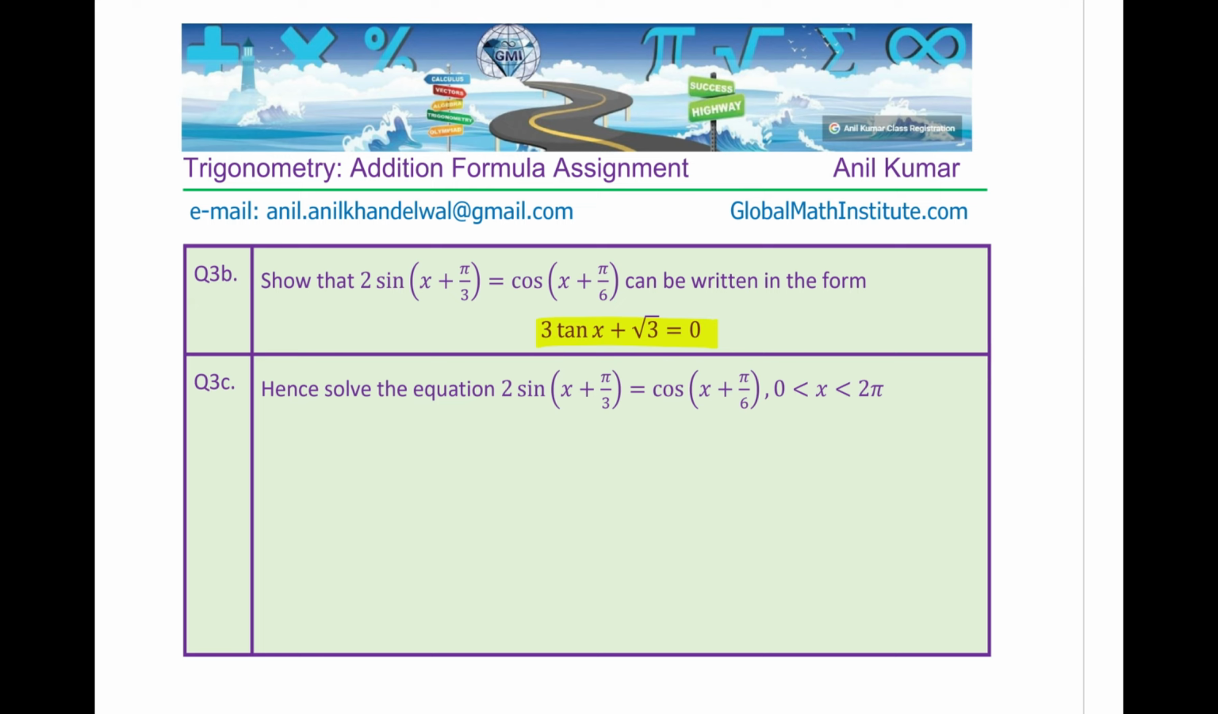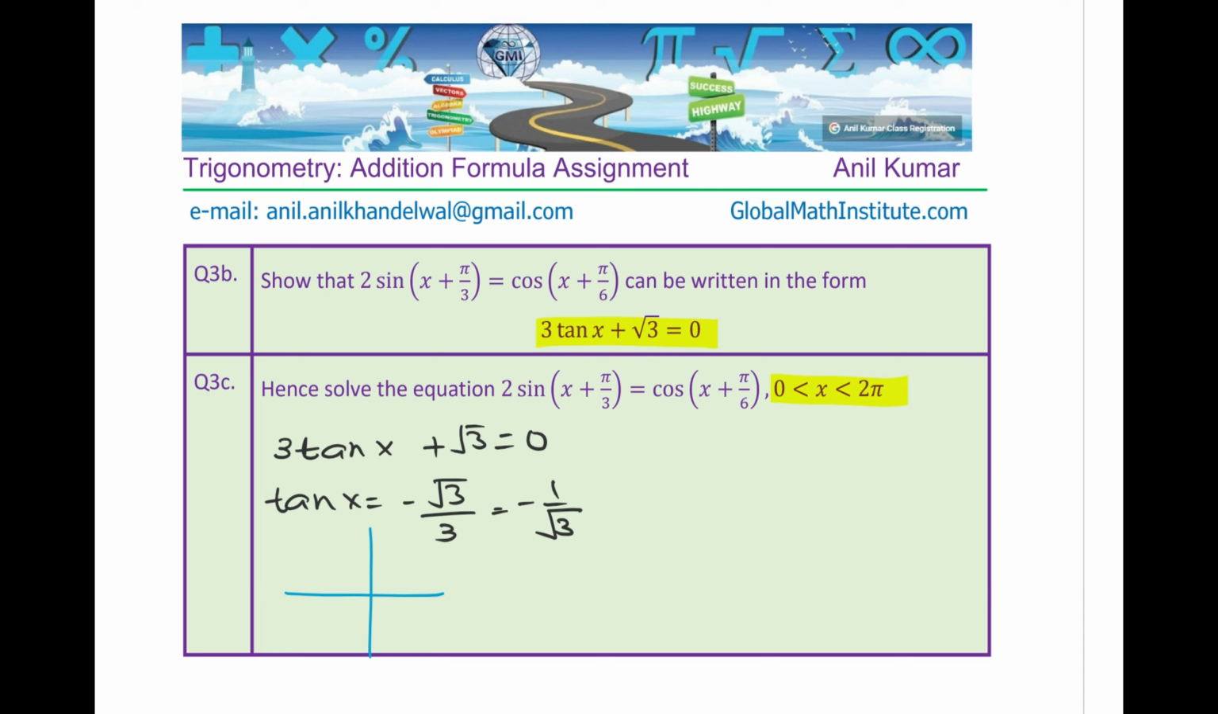So we now have to solve the equation, which is 3 tan x plus square root 3 equals to 0. So that can be written as tan x equals to minus square root 3 divided by 3, right? Which is minus 1 over square root 3. Now that means tan is negative, and within the given domain, which is from 0 to 2 pi, we are looking for solutions in quadrant 3 and 4, right? We use the CAST rule.